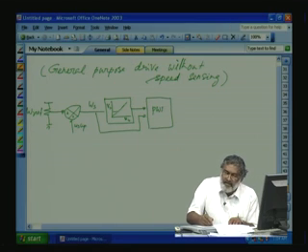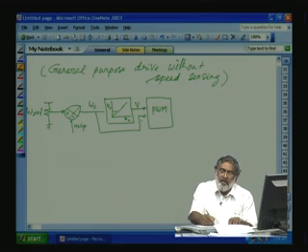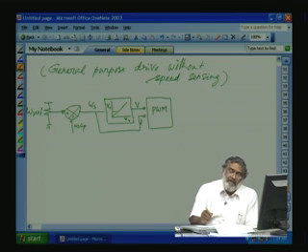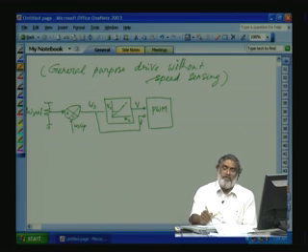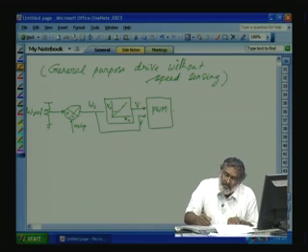PWM generation, let us say sine triangle PWM, this V and omega s which is proportional, V by F. We can have a sine lookup table, the amplitude is controlled by V, frequency is controlled by F. And it can be compared with a triangle waveform. So sine triangle PWM has been studied. So this will go to the inverter.